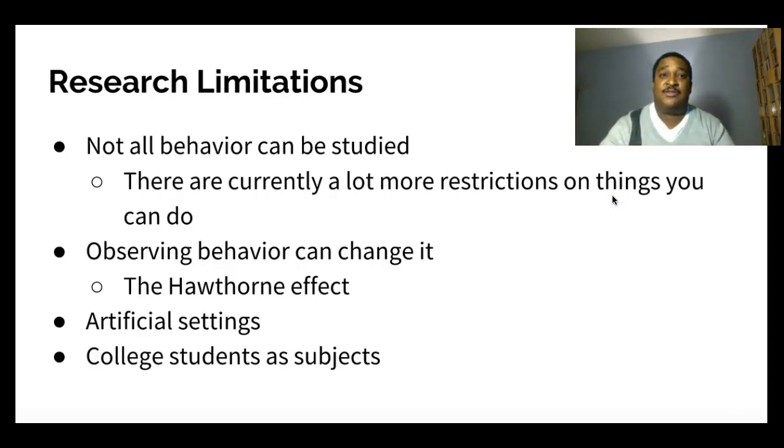So research does have its limitations, and you can't do a research experiment for everything. Not all behavior can be studied. There are currently a lot more restrictions on what you can and cannot do. And observing behavior, as we learned with the Hawthorne effect, changes it. Once people know that they're being watched and they're being studied, people automatically change their behavior.